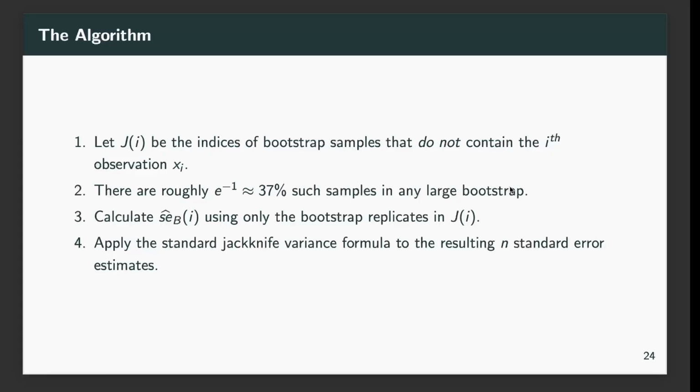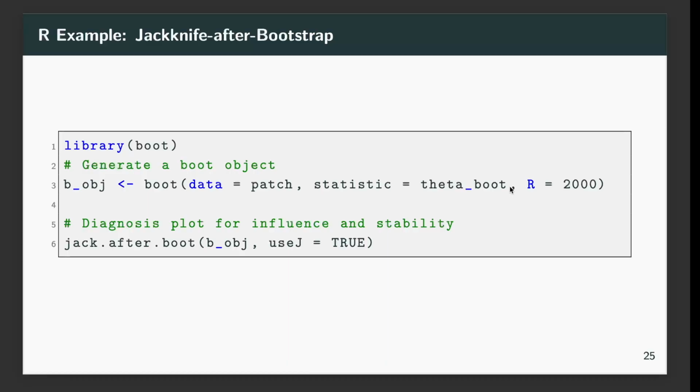So how do we identify these influential observations? By looking at which one, when we remove it, causes a substantial change in the standard error estimate. So the Bootstrap gives you the replicates, but the Jackknife gives you a way to assess the influence of individual observations on the Bootstrap estimates.